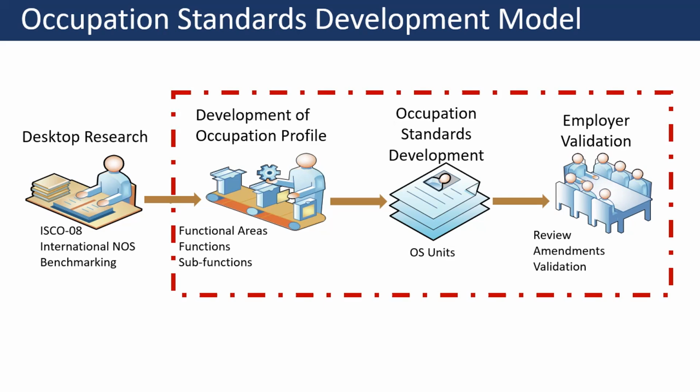Development of the occupation profile. Using the research findings, an occupation profile is developed, which outlines functional areas, the broad categories of work within the occupation. Functions, the key tasks or responsibilities performed within those areas. Subfunctions, more detailed activities that make up each function. The occupation profile defines the scope of the job and sets the structure for the standards.